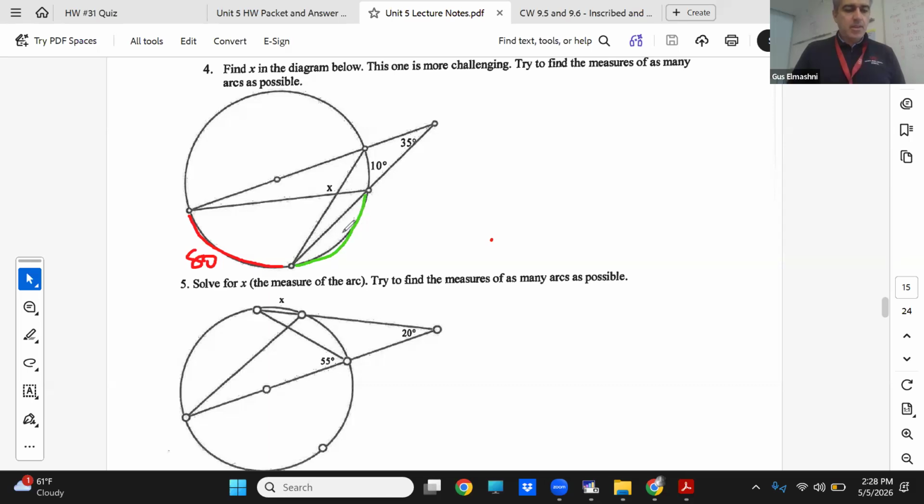Wait, restart. How did you get 80? Is it 35 plus 10? So here's how I do it. Focus on these two right here. 35 is the angle that cuts 10 and 80, right? Yeah. So remember, we have to subtract these two and divide by 2. 80 minus 10, divided by 2, gets 35.